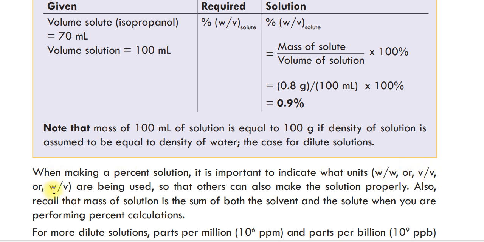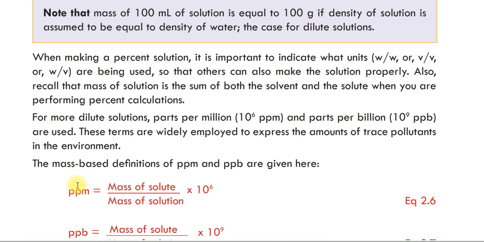ማስ እና ቮሊዩም እንዲሁም ዌት ቮሊዩም ወይም ማስ ቮሊዩም ፐርሰንቴጅን መስራት ይቻላል ማለት ነው። For more dilute solutions, parts per million, that is 10 to the power of 6, ppm, and parts per billion, which is 10 to the power of 9, ppb, are used.